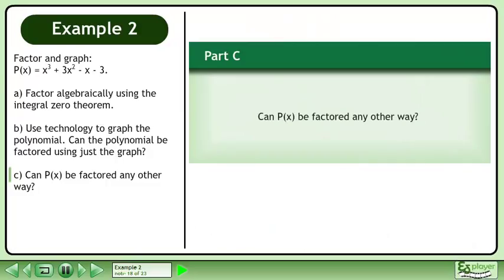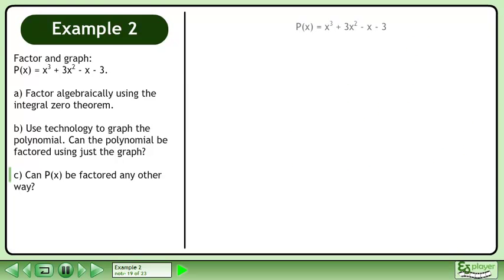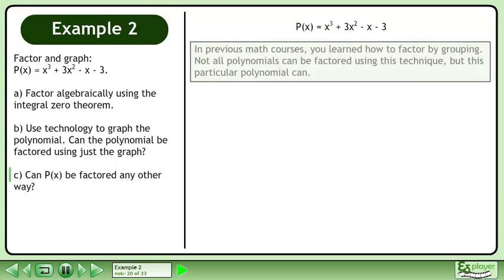In part C, can p of x be factored any other way? Rewrite the polynomial. In previous math courses, you learned how to factor by grouping. Not all polynomials can be factored using this technique, but this particular polynomial can.